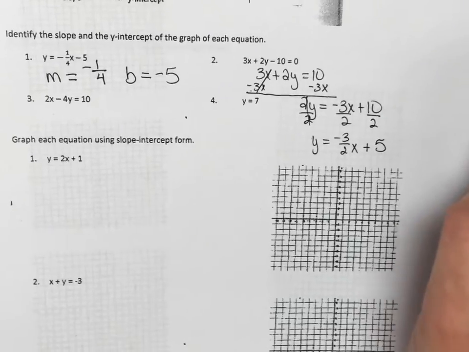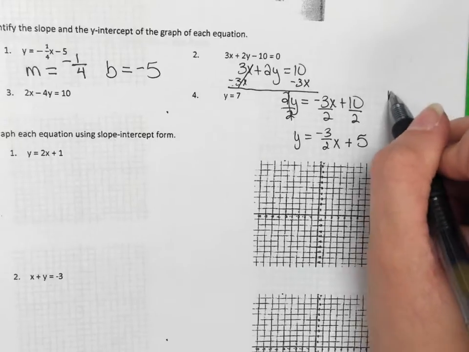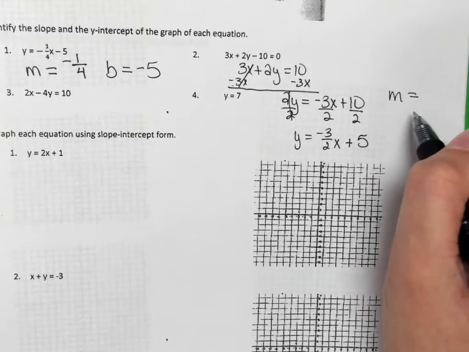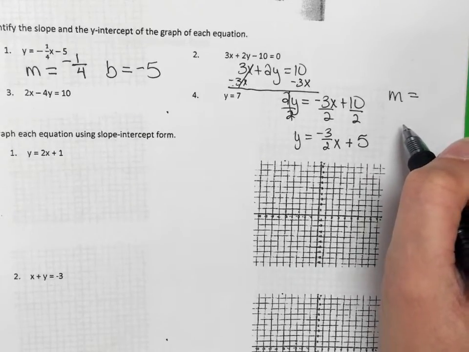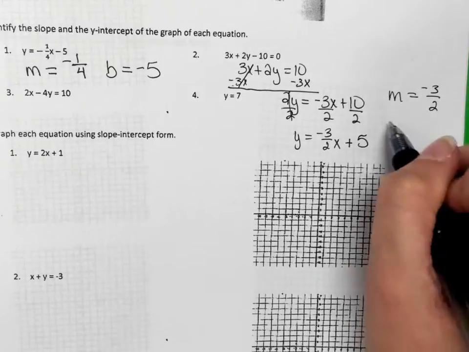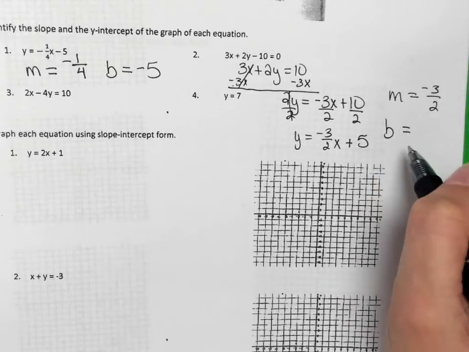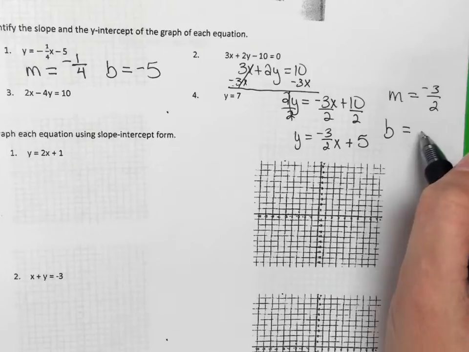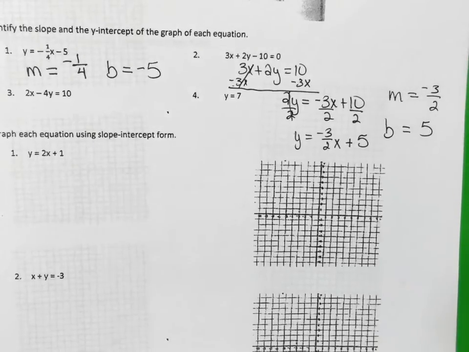Alright, so, Mike, what's my slope? Negative 3 over 2. There you go. And my y-intercept? What's my y-intercept? Perfect. Perfect, perfect.